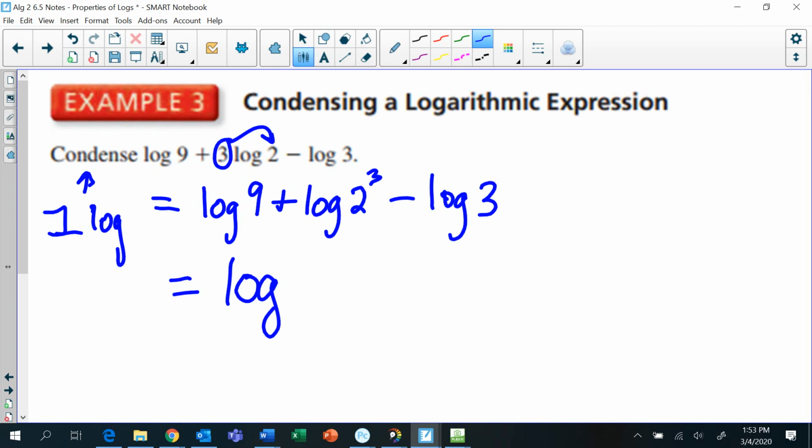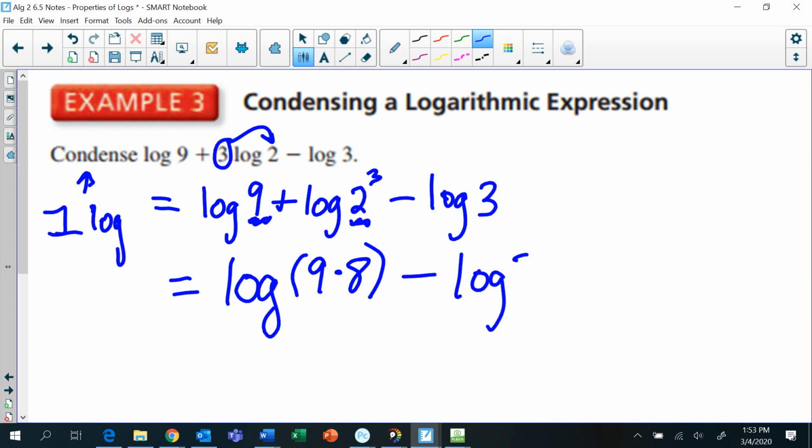What's going to happen between the 9 and the 2 to the 3rd? I didn't hear the operation. If I'm adding, do I do the exact same operation to this stuff, or something different? If I'm adding, what operation does it become? It becomes multiplication. And I'm going to go ahead and make that 8, if you don't mind, so it'll become log of 9 times 8.